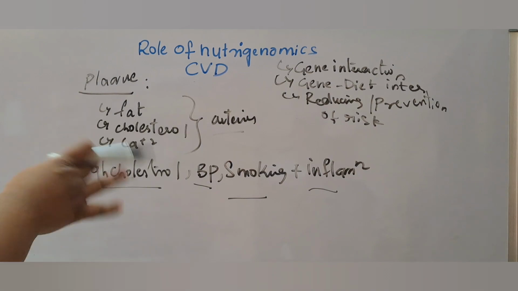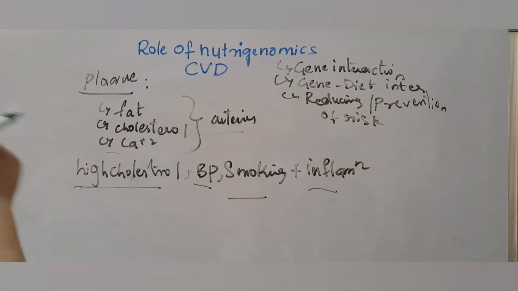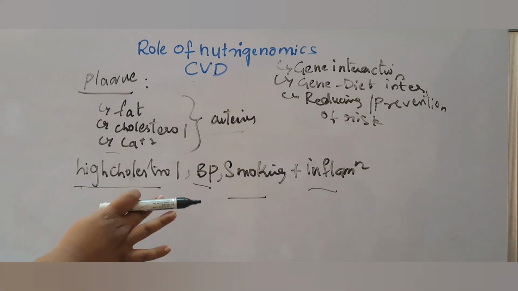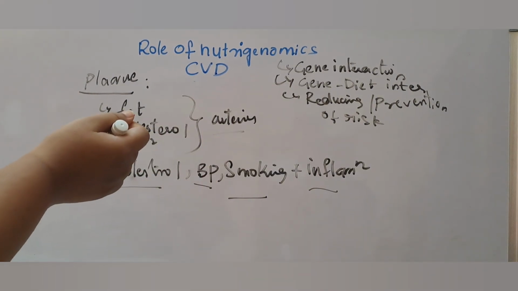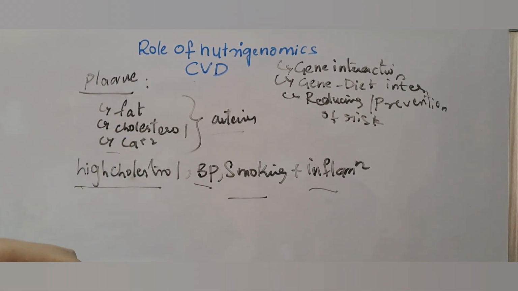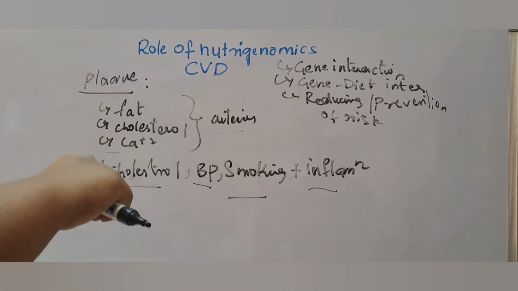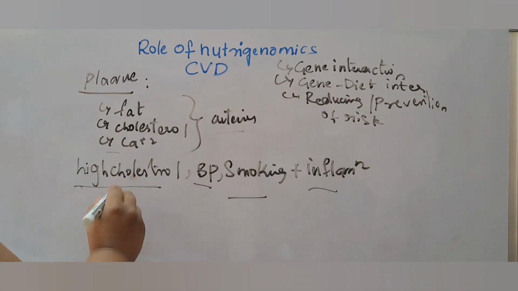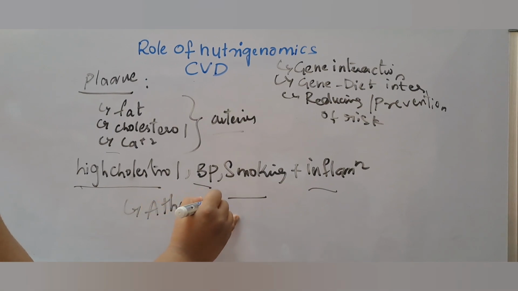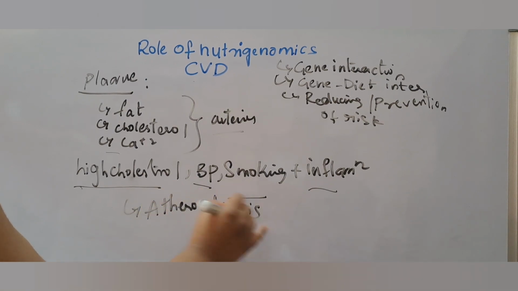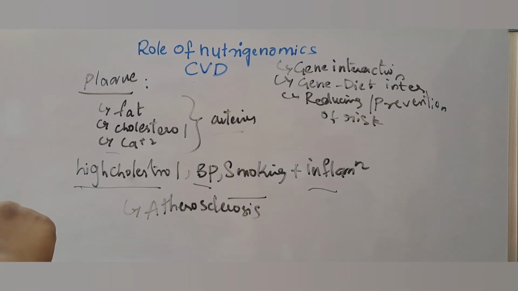So generally how does this affect us? It narrows the arteries, reduces blood flow, and increases the risk of heart attacks and stroke, which leads to atherosclerosis, right? So this leads to atherosclerosis.